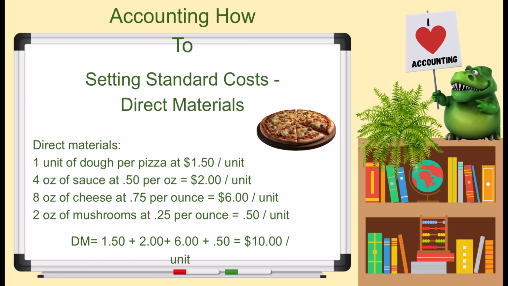So for direct materials, those ingredients that we need to actually make the pizza, we've got 1 unit of dough per pizza at $1.50 per unit. We've got 4 ounces of sauce at 50 cents per ounce, so $2 per unit. We've got 8 ounces of cheese at 75 cents per ounce, or $6 per unit. That's our most expensive ingredient. And 2 ounces of mushrooms at 25 cents per ounce, 50 cents per unit.